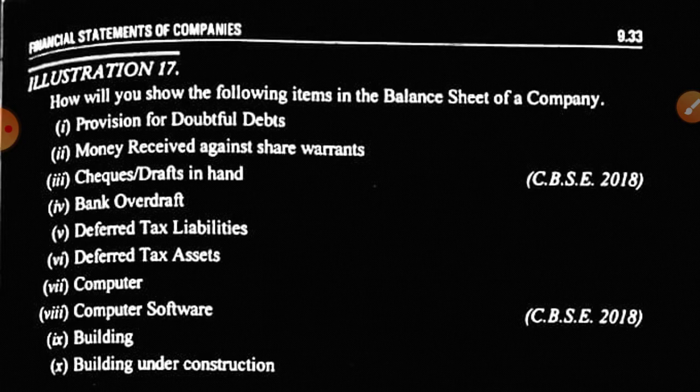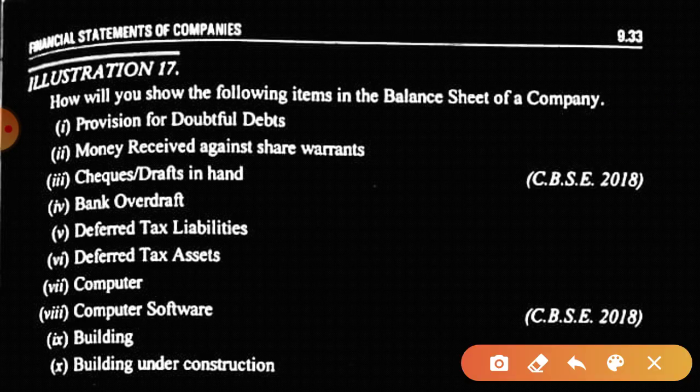So how will you show the following items in the balance sheet of a company? Provision for doubtful debts. What will be the head of provision for doubtful debts? Current liabilities. And what will be the subhead? Short term provisions, isn't it? Current liabilities will be the head and short term provisions will be the subhead.